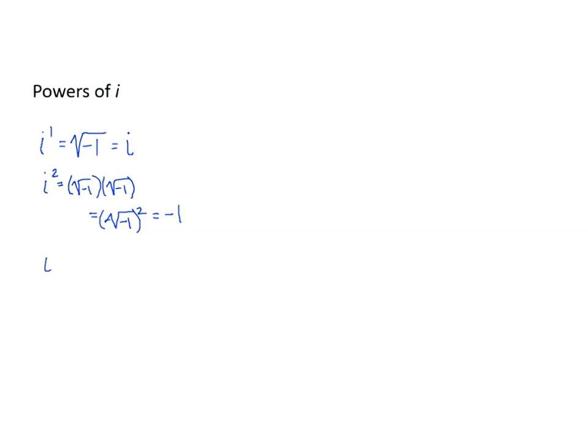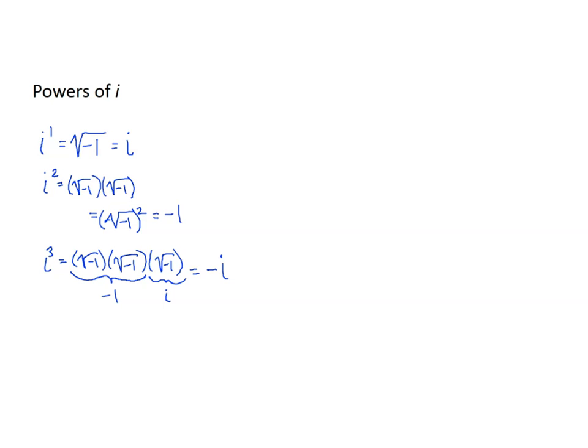And now let's look at i cubed. Well, i cubed, we've got the square root of -1, the square root of -1, the square root of -1, because it's cubed, so it's used as a factor 3 times and multiplied together. We know that these two will give us -1, and we know that this is just equal to i. So i cubed will give us -i.